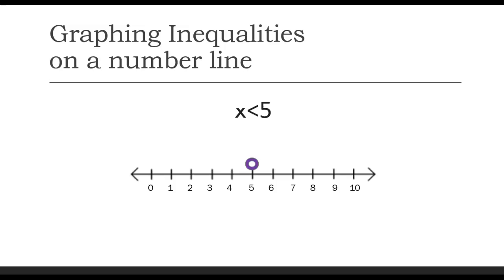Next we will look at which side of the graph to shade. We can plug in a number on each side of the circle to find the solution. For example, 6. 6 is less than 5. This is not a true statement, so we know that those solutions are not true, and we cannot shade that side. Next we can try 4. 4 is less than 5. This is a true statement, and we know to shade the left side of the graph.